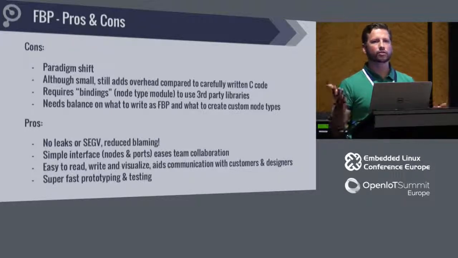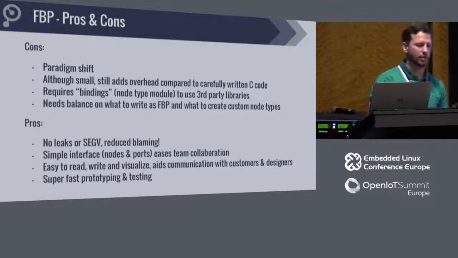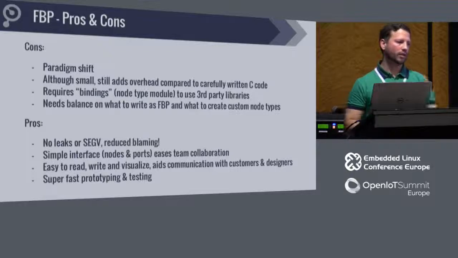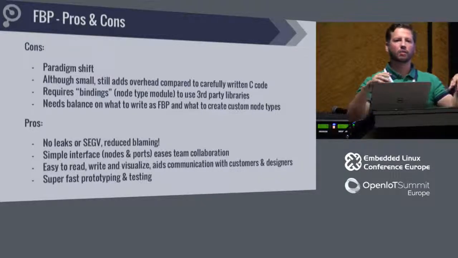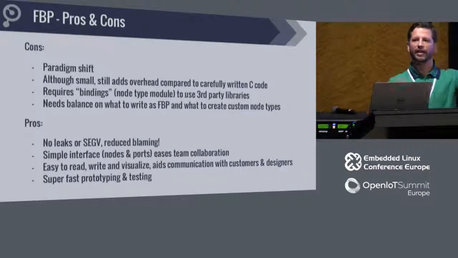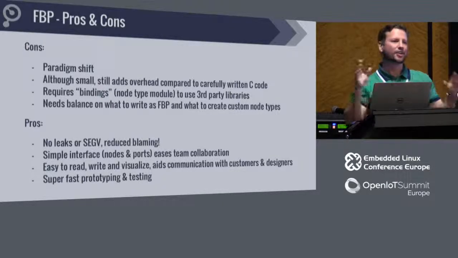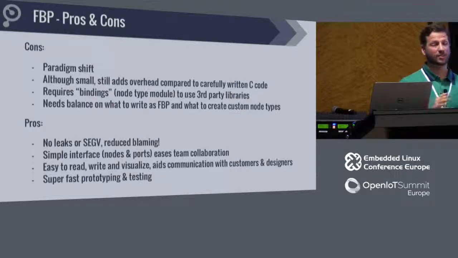And you need a balance to see what you're going to write in FBP and what you're going to write in C. Clear example: we started with the basic node types, like this is an addition, this is a multiply, this is a comparison, this is an AND, and that's it. So let's write Fibonacci. Fibonacci, canonical example, should be very easy, but it's not. It's very easy to get wrong.